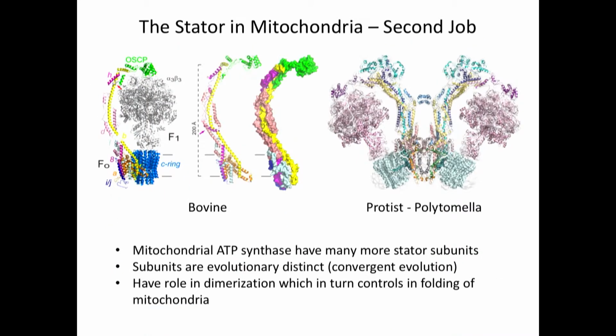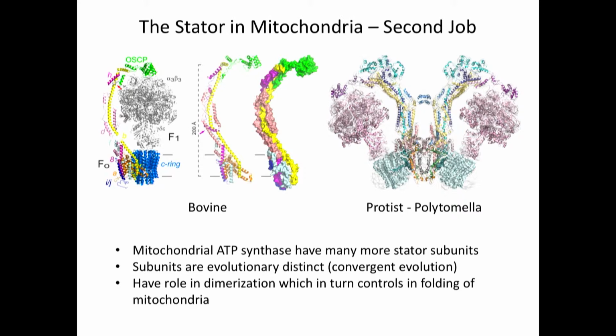If we go to mitochondria now, the peripheral stalk is very different. This is the part of the structure which has shown the most evolution and changes throughout the kingdom. That's because in mitochondria, ATP synthase has a different function. It is actually important in the dimerization of the ATP synthases, which are important in shaping the cristae membrane.